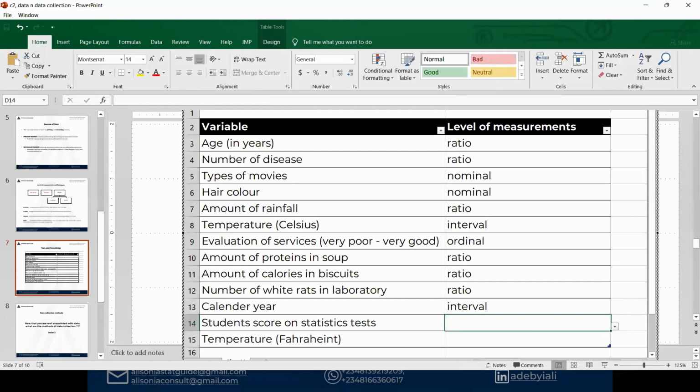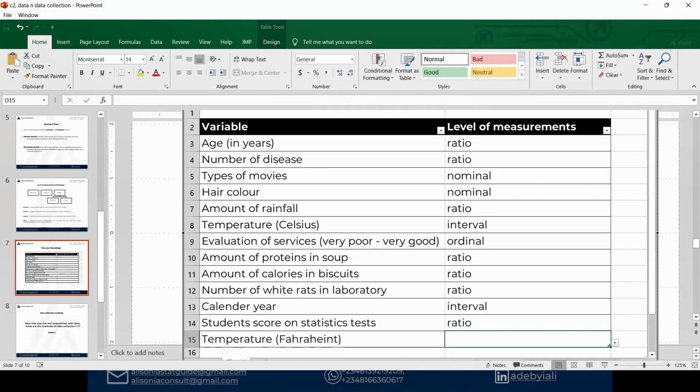Student score on statistics test. Ratio. This one is ratio. Because a student can score 0, isn't it? Yes, sir. Zero, yeah. It is ratio. Then temperature in Fahrenheit.